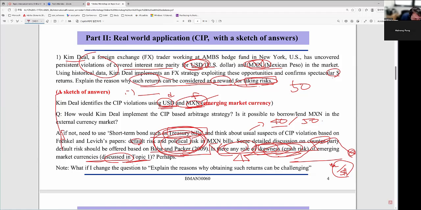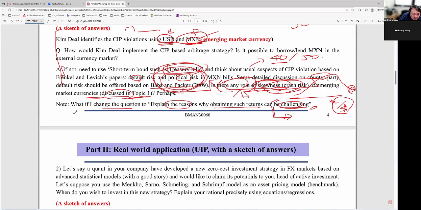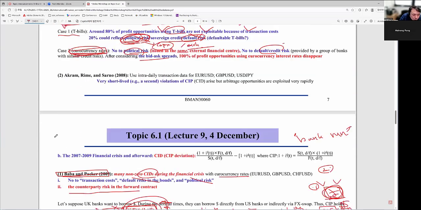And also I can give you this one here. What if I change the question to explain the reason why obtaining such a return can be very challenging? So this one is not about interpreting this profit as a risk premium. This is about why you could have the CIP violations, right? Why we cannot exploit CIP violations. Why it's there, but obtaining this risk-free profit is really challenging. It involves the other papers too.